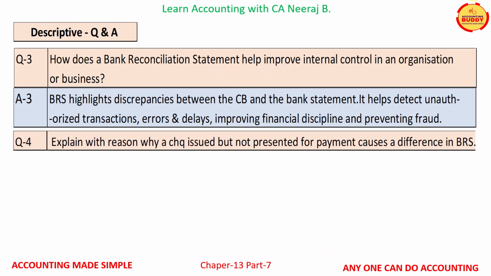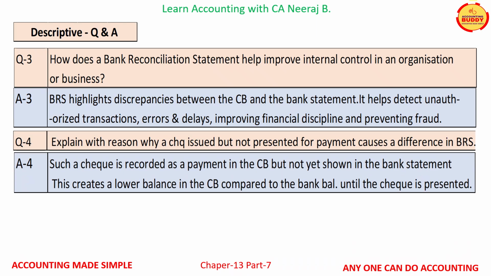Question number 4 is, explain with reason why a check issued but not presented for payment causes a difference in BRS. And the answer is, such a check is recorded as a payment in the cash book but not yet shown in the bank statement. This creates a lower balance in the cash book compared to the bank balance until the check is presented.